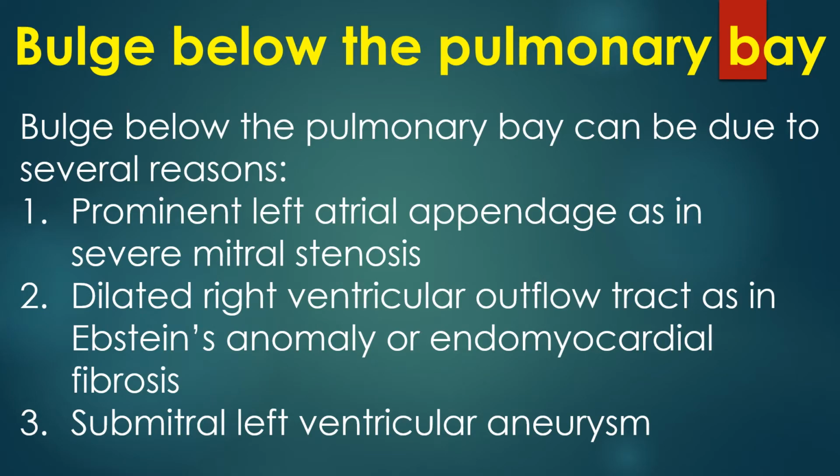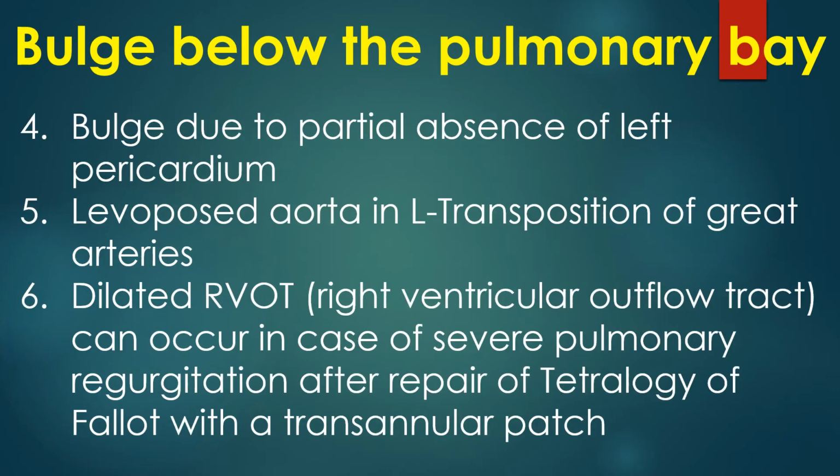Bulge below the pulmonary bay can be due to several reasons. 1. Prominent left atrial appendage as in severe mitral stenosis. 2. Dilated right ventricular outflow tract as in Epstein's anomaly or endomyocardial fibrosis. 3. Submitral left ventricular aneurysm. 4. Bulge due to partial absence of left pericardium. 5. Levoposed aorta in L-transposition of great arteries.